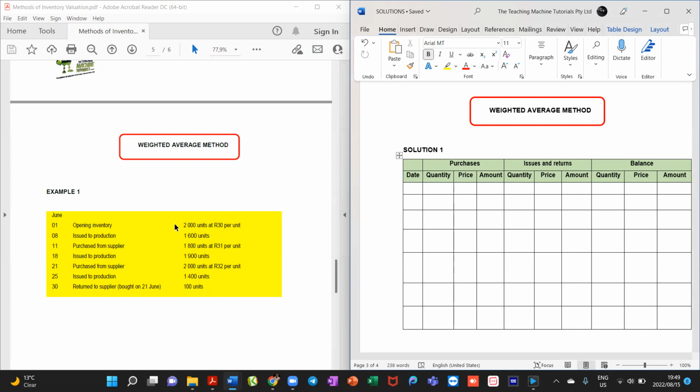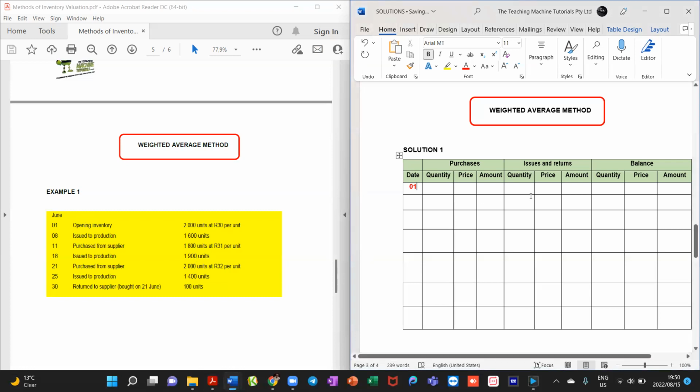So to determine the total value of these units, the three batches, you're going to combine the total amount and then work out the average price. You're not going to say, no, these 2,000 units are at 30 rand, these 1.8 are at 31 rands, these 2,000 are at 32. No, you're going to combine the total amount and then work out an average price. Let me quickly show you how.